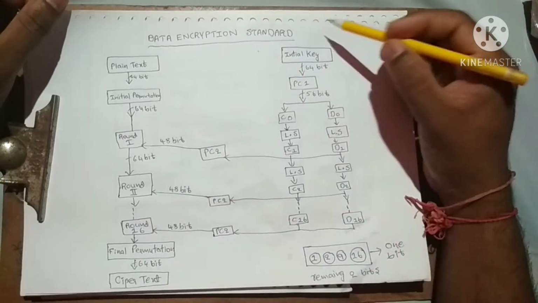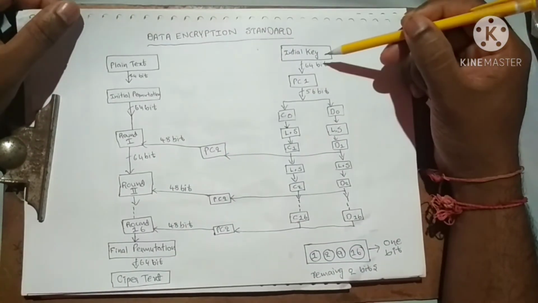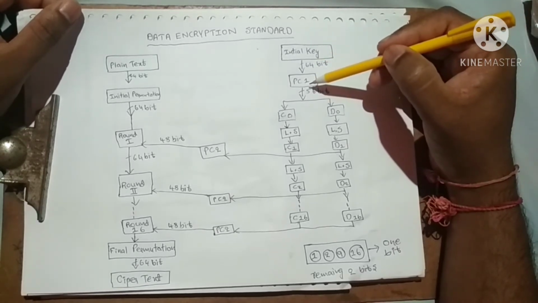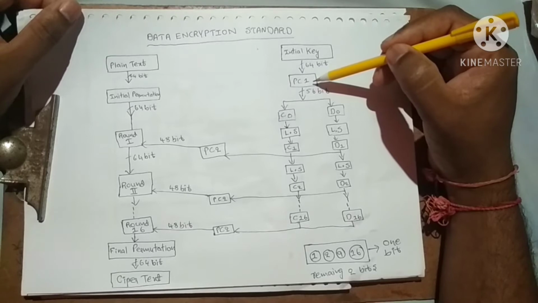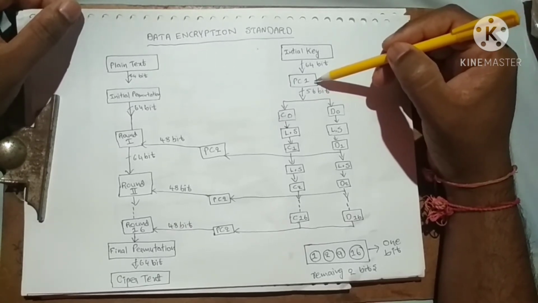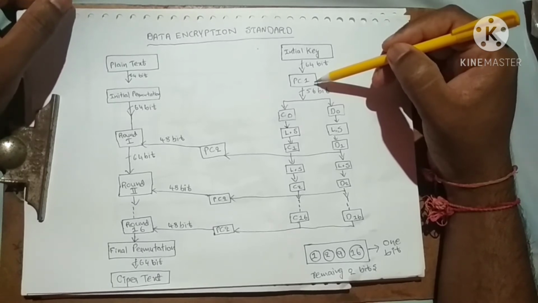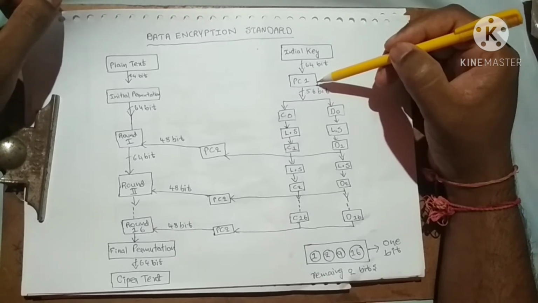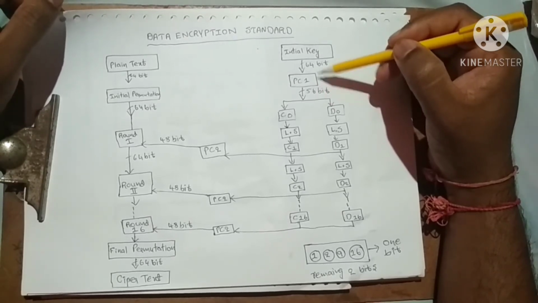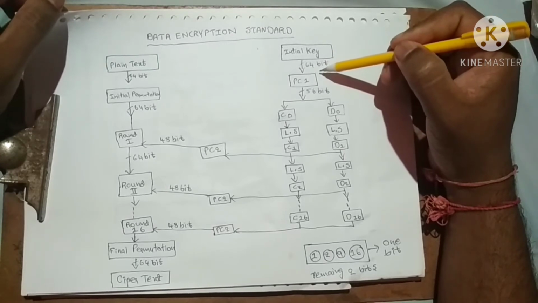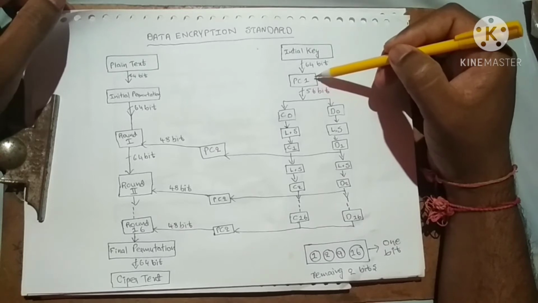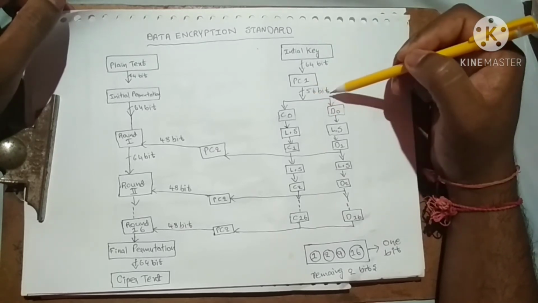Let's discuss. Let's take an initial key of 64-bit length, which is given to the permuted choice 1, PC1. PC1 means permuted choice. Permuted means it's a permutation, and permutation means rearranging the bits. The 64-bit key is sent into PC1, permuted choice 1, which gives a 56-bit output.